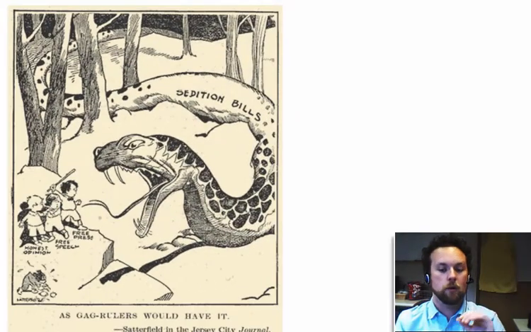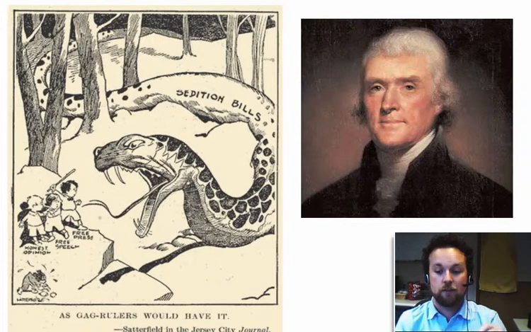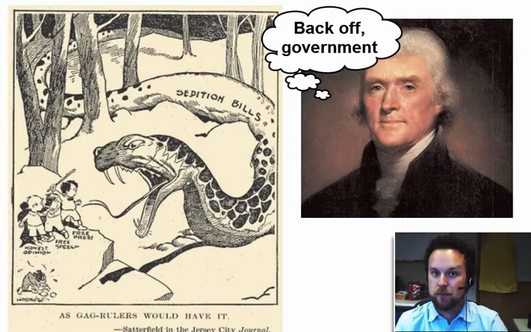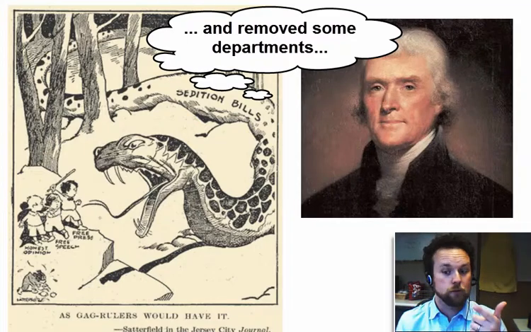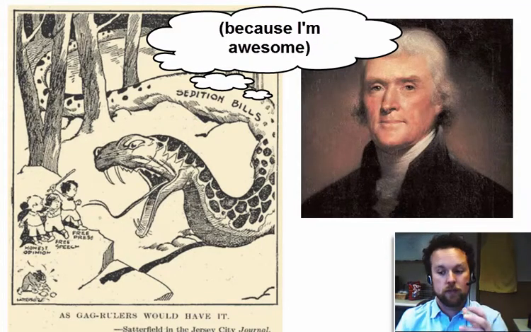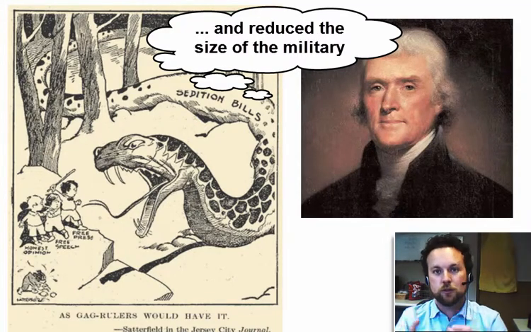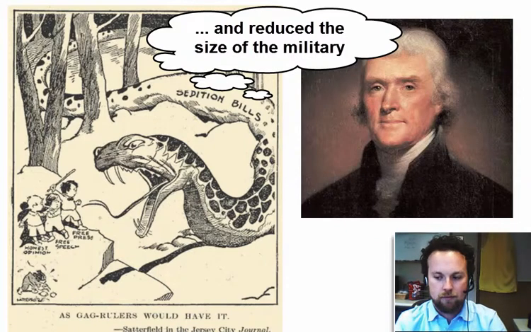So above all, Jefferson believed that the government existed to protect the rights of citizens. And other than protecting those rights, Jefferson believed that the government should just back off and let people live their lives. He cut the federal budget, removed different federal departments, and with the approval of Congress, reduced the size of the Army and the Navy.